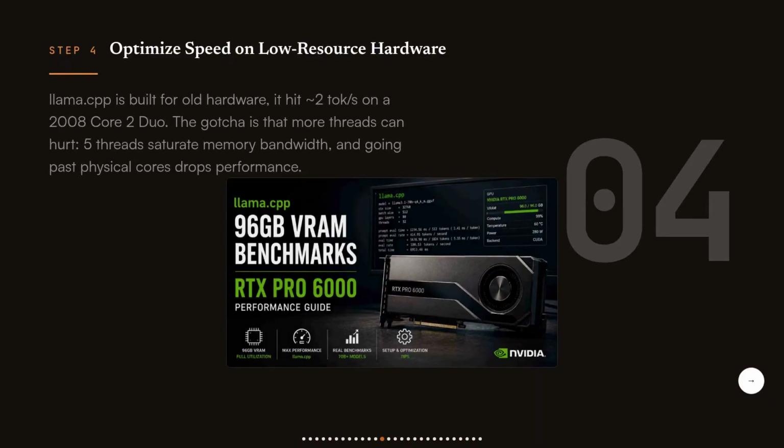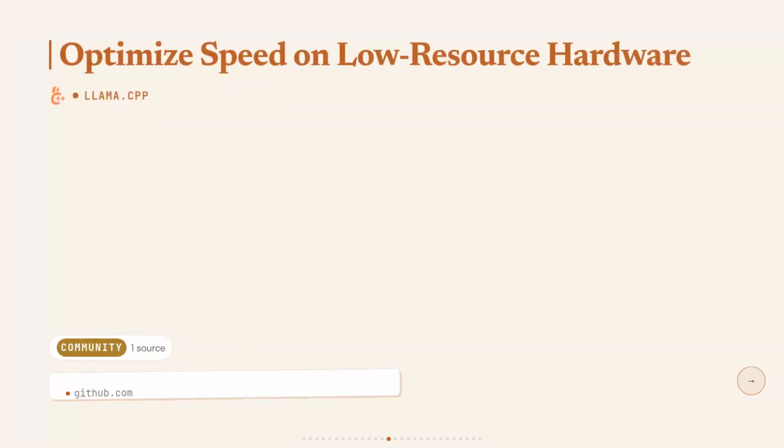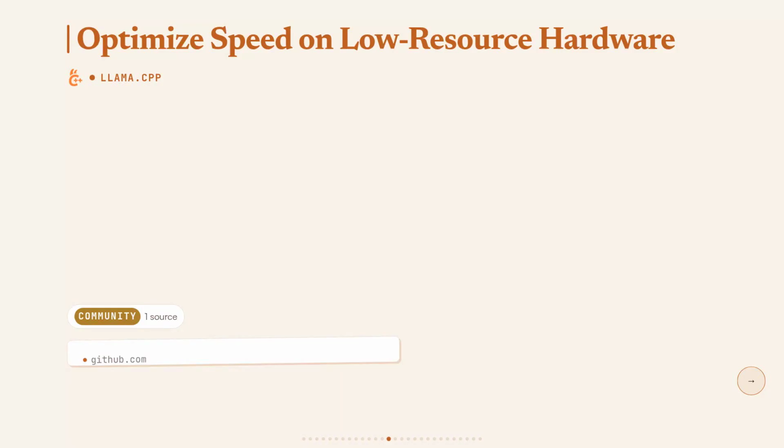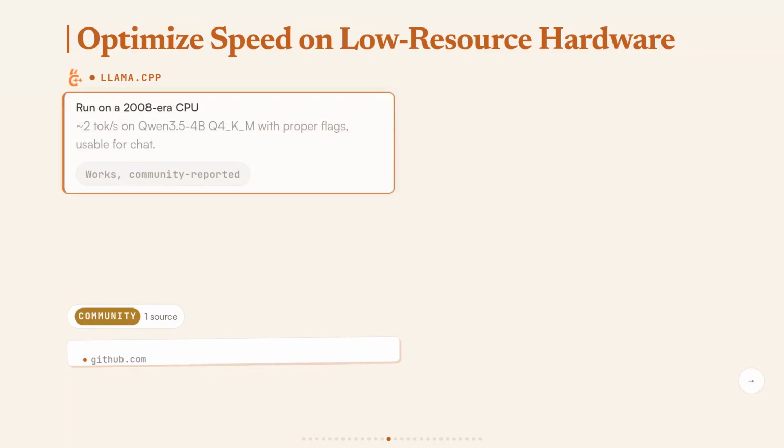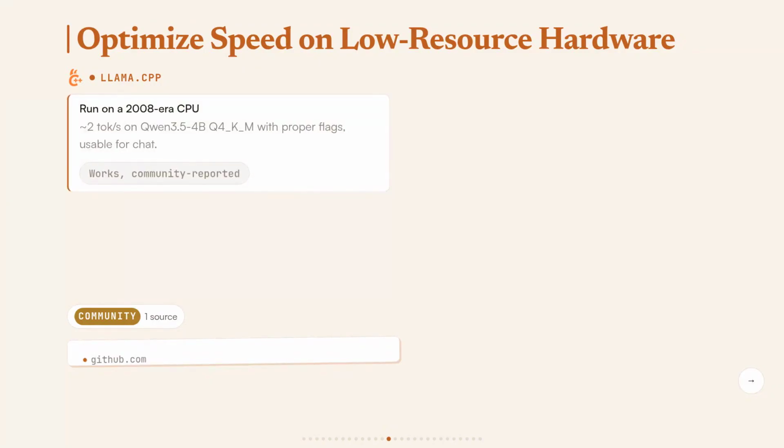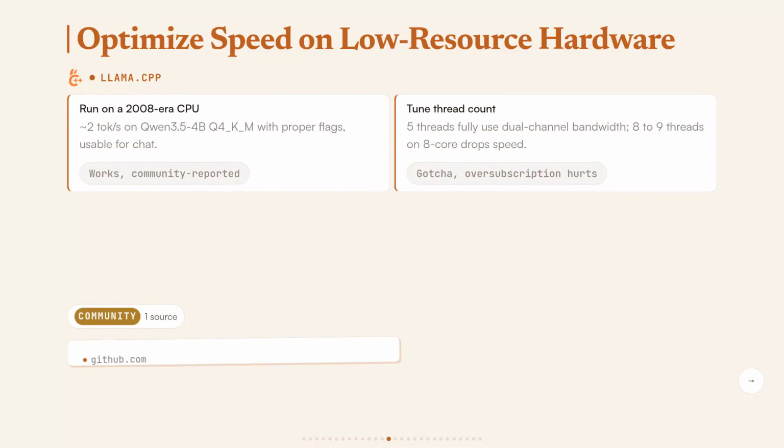This is where llama.cpp earns its reputation. On a Core 2 Duo E8400 with 8 GB of DDR2, running Qwen 3.5 at Q4_K_M with a small context size and -ngl 0, community reported speed lands around 2 tokens per second. Usable for chat on hardware nearly 2 decades old.